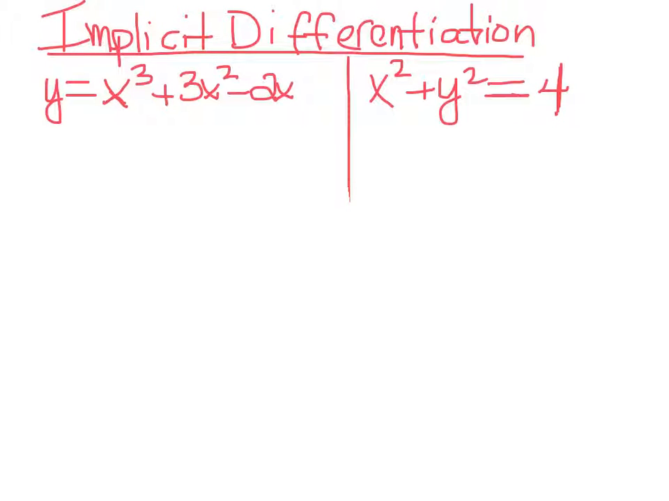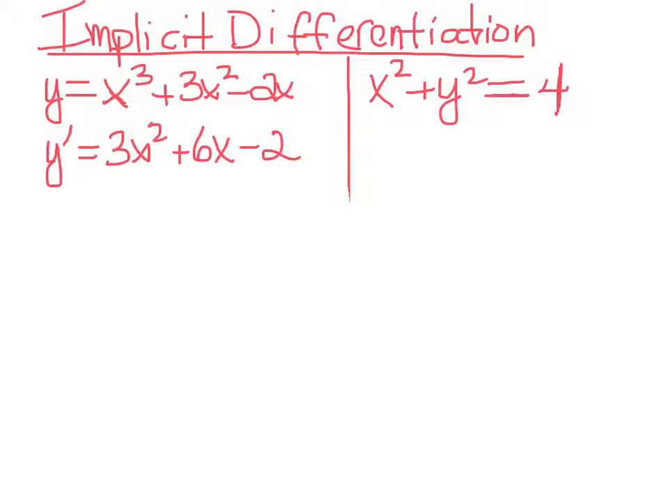Okay, so today we're going to talk about something called implicit differentiation. Up to this point, whenever you've taken a derivative, you've always just taken your basic derivative. So here on the left, if we took the derivative of y, we would get y prime, and we would get 3x squared plus 6x minus 2.